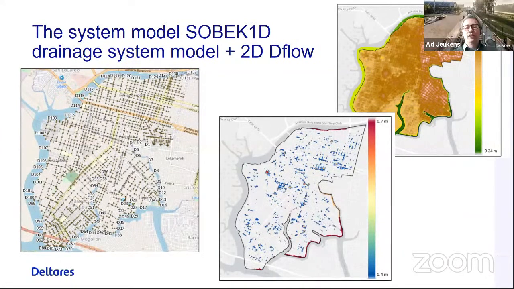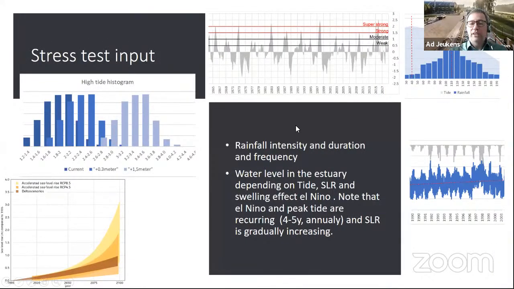Yes, sure. So we built this drainage model. This was a 1D drainage system model, and we combined it with an urban flooding model, a 2D model, using a digital elevation model as an input. And we used input as a stress test. We looked at tidal levels for both non-Nino and Nino conditions. And we made combinations with design rainfall events.